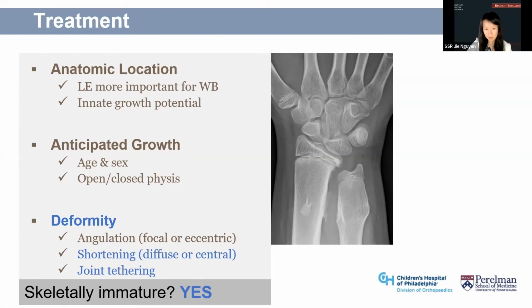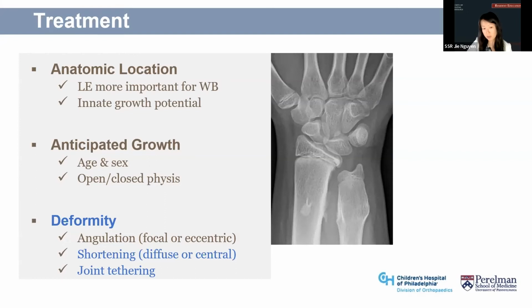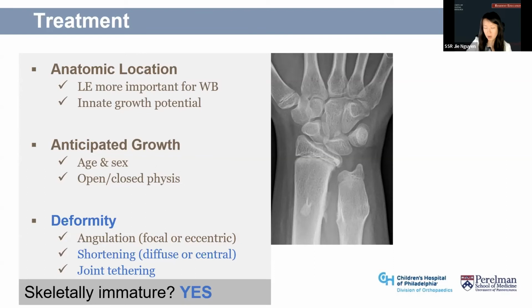And so for this one, you have to be concerned about whether the growth is affected eccentrically or focally, it can cause angulation deformity. If it's diffuse, it can cause shortening as seen in this case in the ulna. And then it can cause joint tethering as shown here. So the question is, is the patient skeletally immature? And yes, the patient is skeletally immature. So then you can actually do guided growth in these patients.